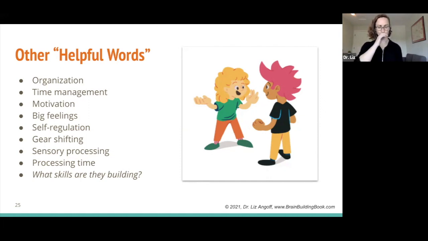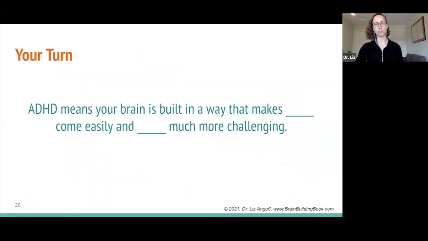And then processing time is a big one. And so the question I'm always asking in my head is, what skills are they building? How are we going to describe that? And also, what do I imagine them saying if a teacher said, "Oh, what'd you learn while you were with Dr. Liz?" And I want them to be able to have the words to answer that question.